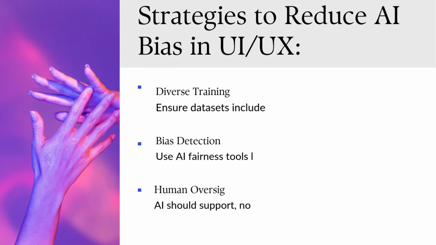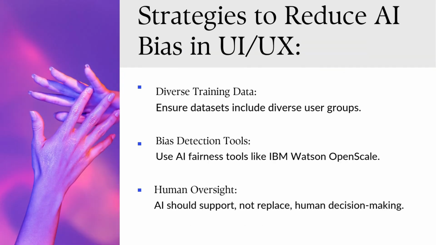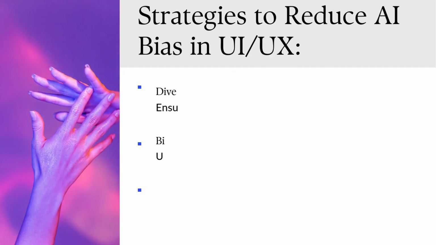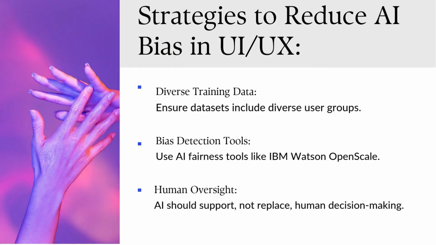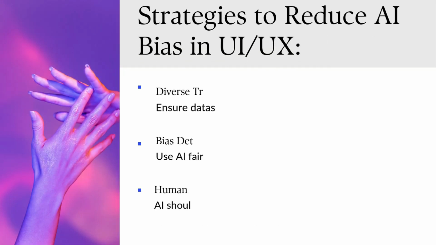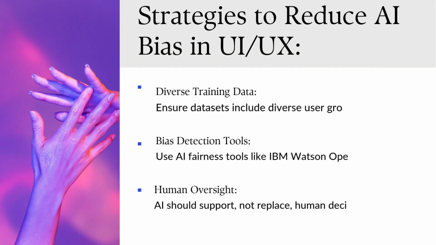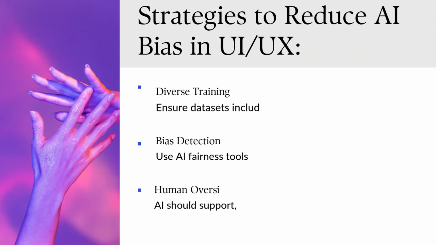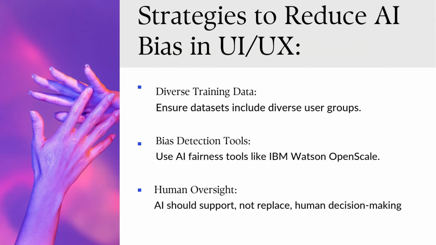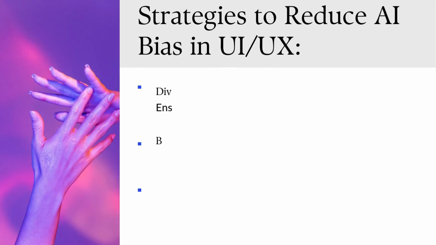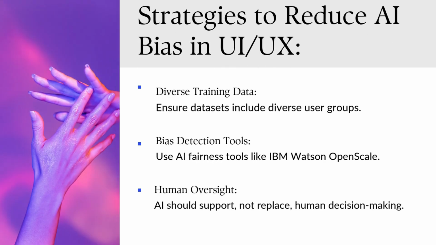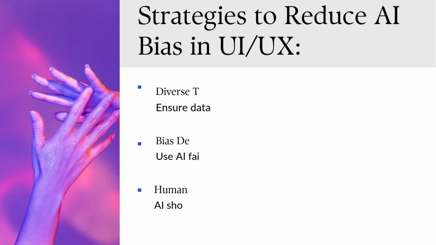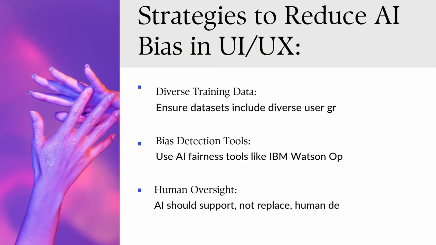Next is what we call the bias detection tool. This makes use of AI fairness tools like IBM Watson OpenScale. Next is what we call human oversight. Remember, we are still talking about strategies to reduce AI bias in UI and UX. With this, AI should support and not replace human decision making.